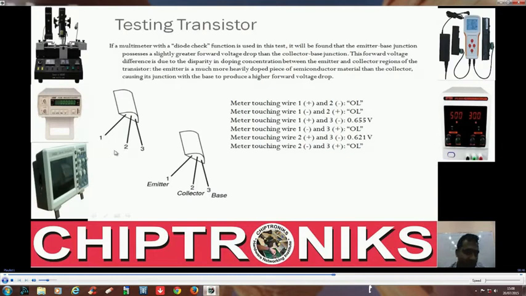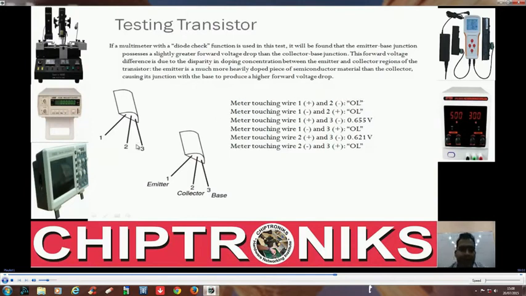Let's suppose the terminals are 1, 2 and 3. Let us put the digital multimeter into the diode range, and connect wire 1 to the positive side of the multimeter and wire 2 to the negative side, and it is giving the value 0L.